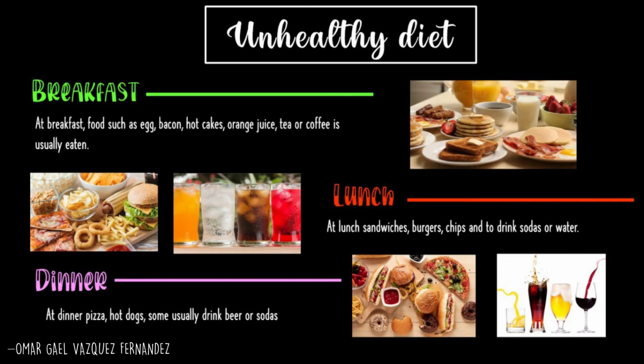Unhealthy diet. Breakfast. At breakfast, food such as egg, bacon, hot cakes, orange juice, tea, or coffee is usually eaten. Lunch. At lunch, sandwiches, burgers, chips, and to drink sodas or water. Dinner. At dinner, pizza, hot dogs. Some usually drink beer or sodas.